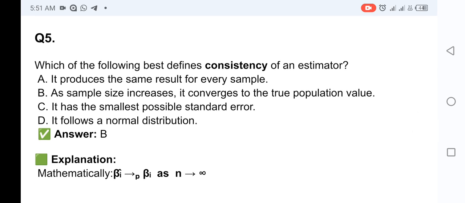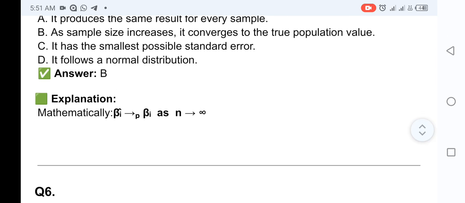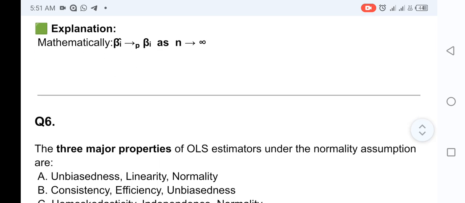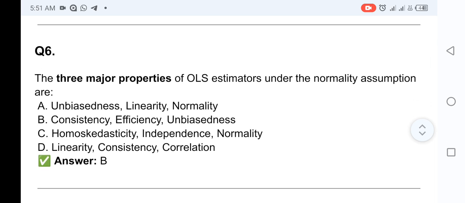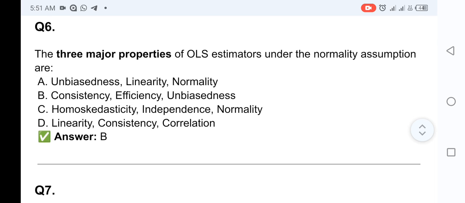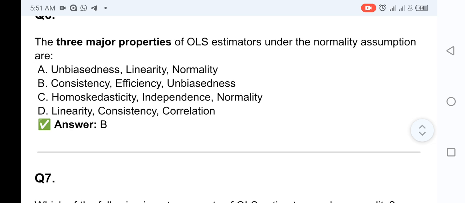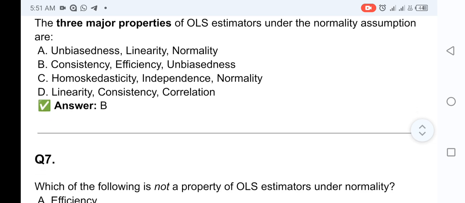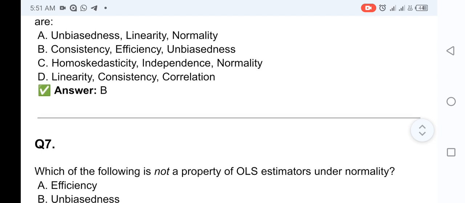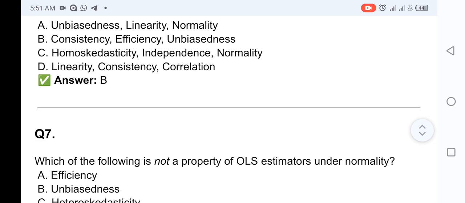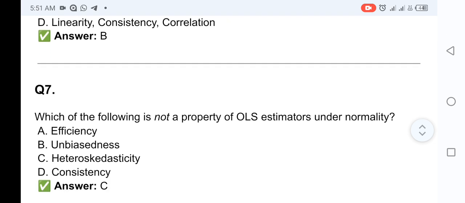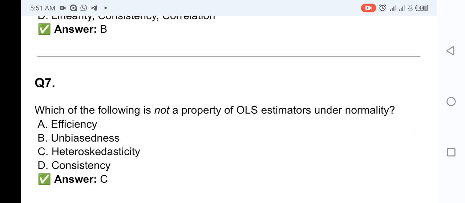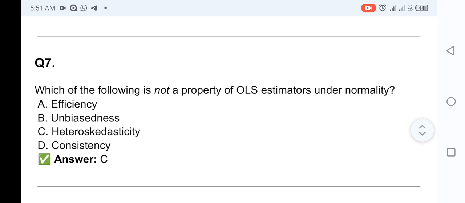Q6. The three major properties of OLS estimators under the normality assumption are A. Unbiasedness, linearity, normality. B. Consistency, efficiency, unbiasedness. C. Homoscedasticity, independence, normality. D. Linearity, consistency, correlation. Answer: B. Q7. Which of the following is not a property of OLS estimators under normality? A. Efficiency. B. Unbiasedness. C. Heteroskedasticity. D. Consistency. Answer: C.